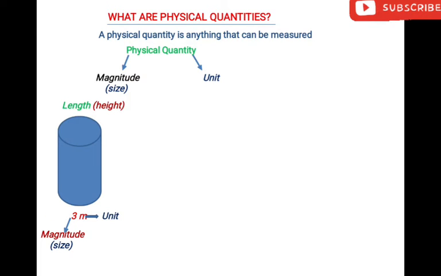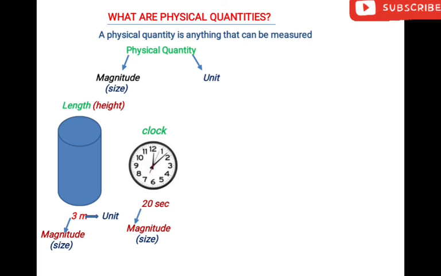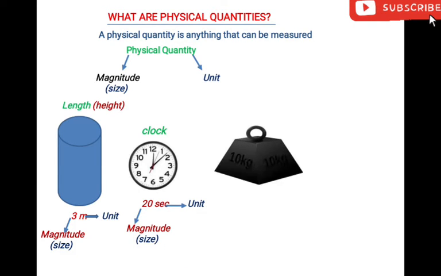The clock here measures 20 seconds. The 20 represents the magnitude or size, while the second represents the unit. The mass here is measured as 10 kilograms. The 10 represents the magnitude, that is size, while the kilogram represents the unit.